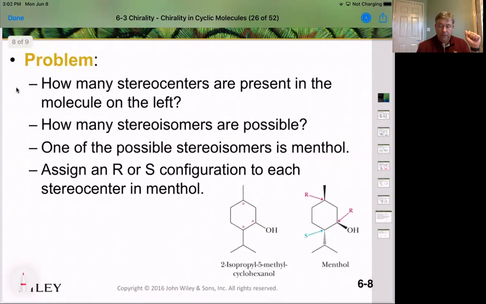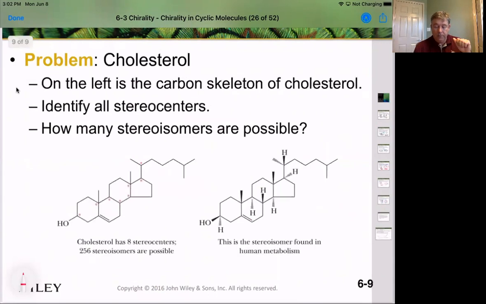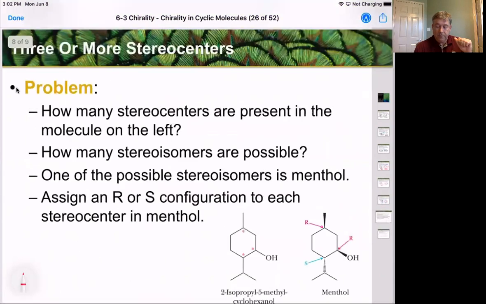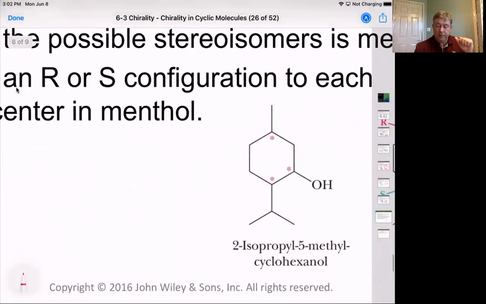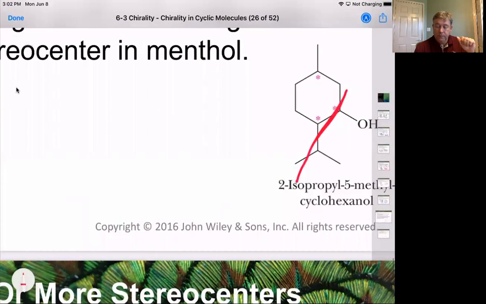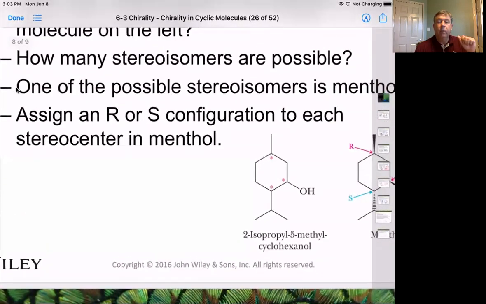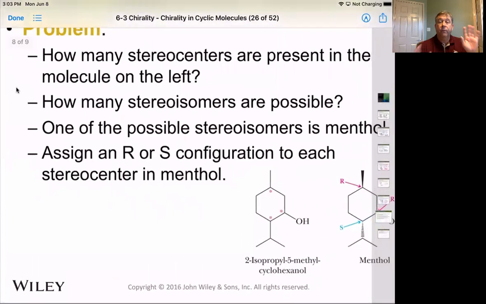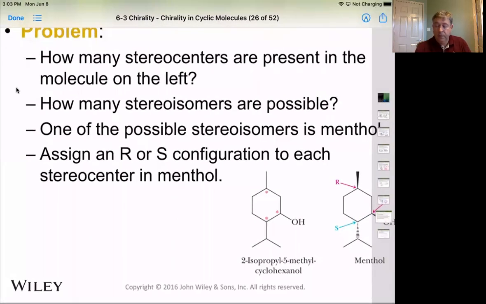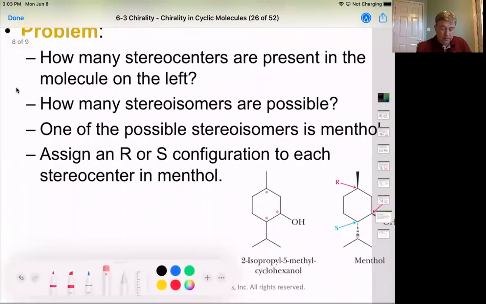Okay, so how many stereocenters are present in the molecule on the left, and how many stereoisomers are possible, and let's assign them all. Okay, so let's look at this compound here first, and what we'll see is that the first thing we're going to look for is the carbons with 4 different things bonded to them. So let's start counting that, okay?